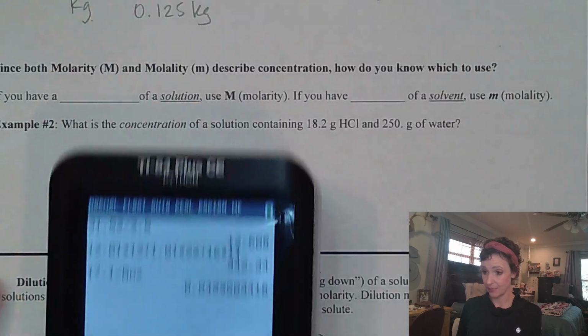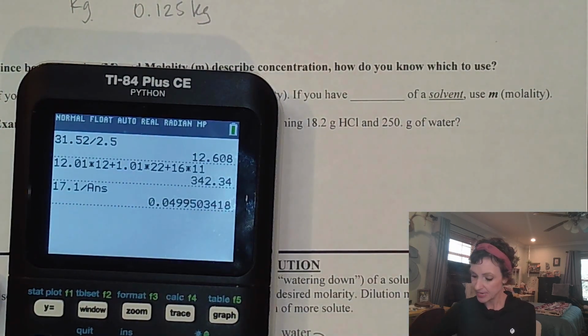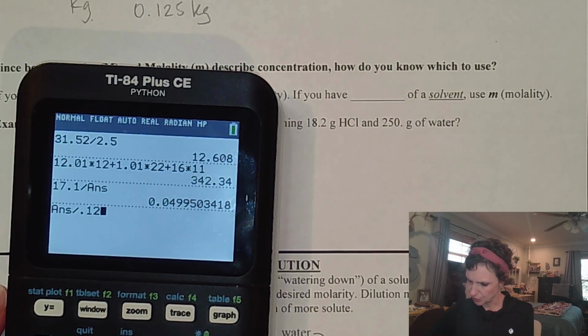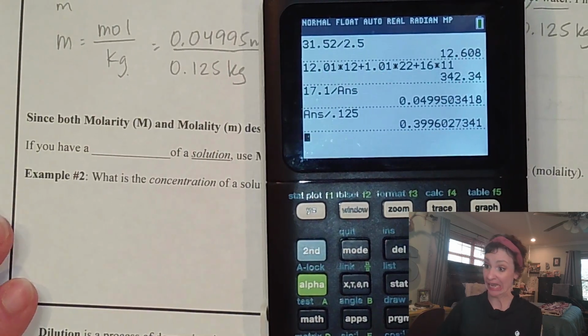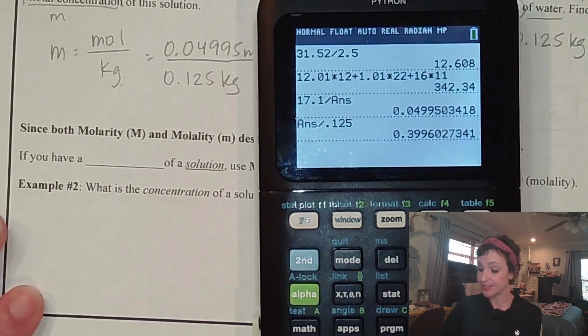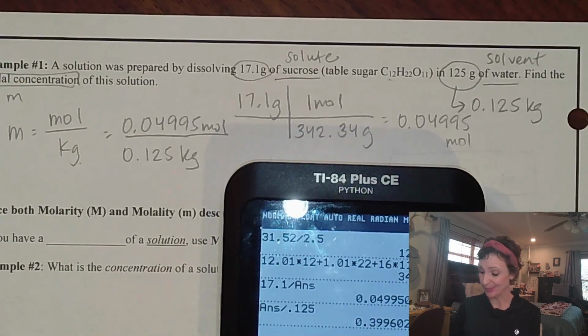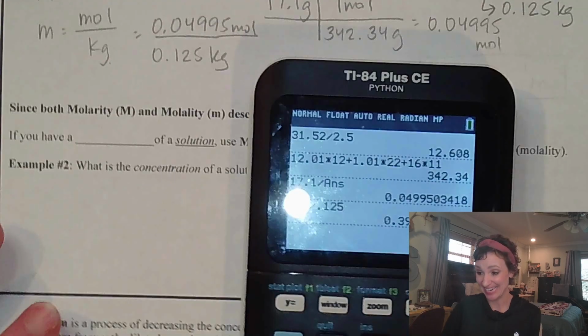Okay, I think we're going to be okay. We'll have to see. So I take that answer, my moles, divided by 0.125. Yes? 0.3996, blah, blah, blah. So all of the numbers in my problem have 3 sig figs. I'll have to round this answer to 3 sig figs.